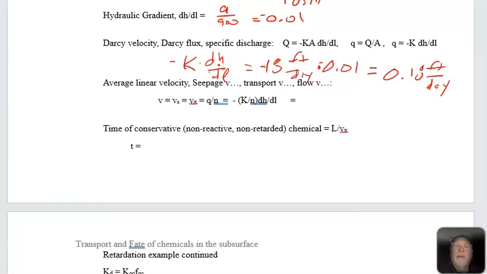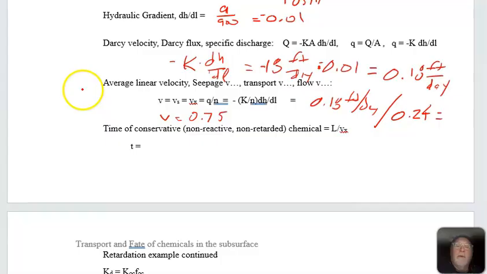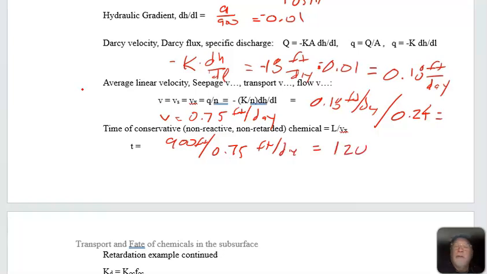It's not really how fast the water is going. For that, we need to divide by the porosity. So it's 0.18 feet per day divided by the porosity of 0.24, and that's 0.75 feet per day. So the Darcy's law velocity would be 0.75 feet per day. The time it would take is 900 feet divided by 0.75 feet per day equals 1,200 days. Again, this is all a repeat of what we've done a few times now.